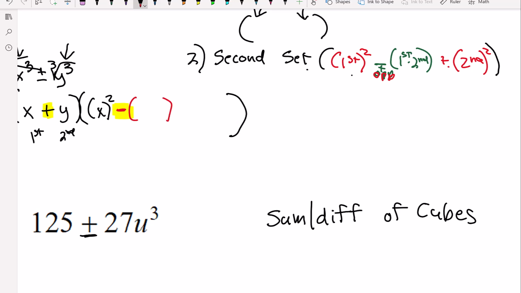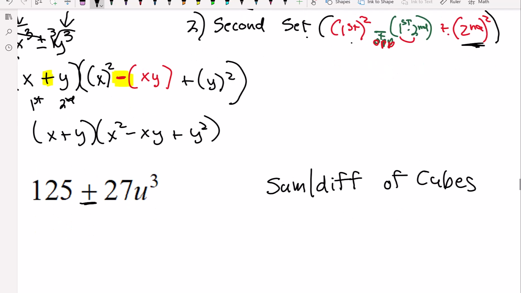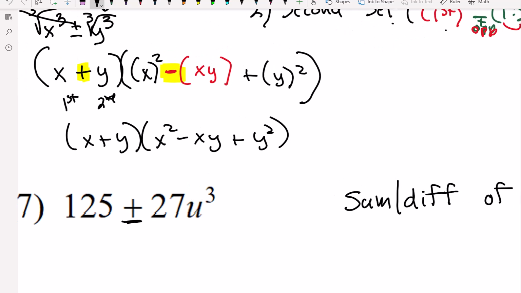And then inside here, it's the first times the second, so x times y. And then we're going to add the second thing squared. So the second thing is y. And then we just simplify that. X plus y times x squared minus x times y plus y squared. And just so you know, later on, when there's only one variable involved, this will be a real number solution, and this will be two imaginary number solutions.